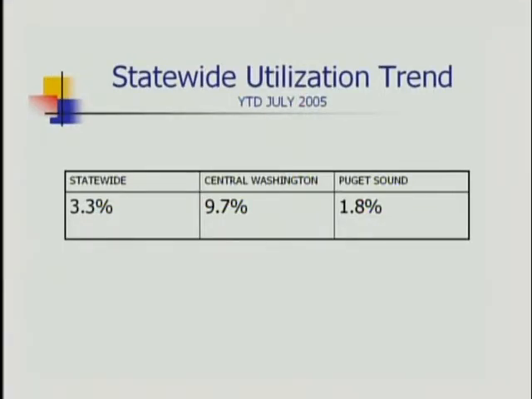And here's the Puget Sound figure. It's basically flat, pretty much the same as what it was last year. And we started out growing at a steady 5% a year. So I think this is a real achievement.